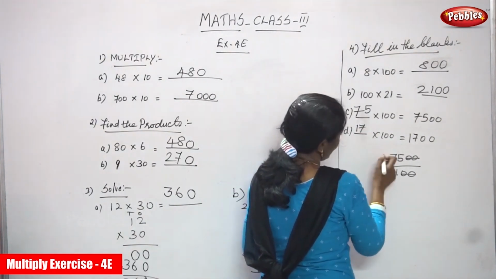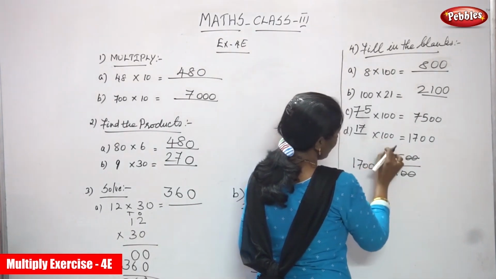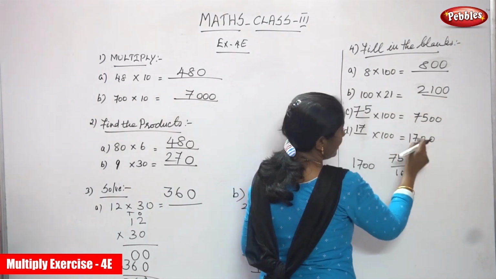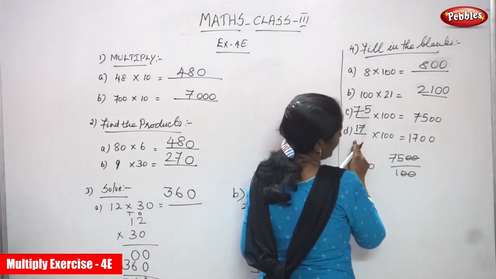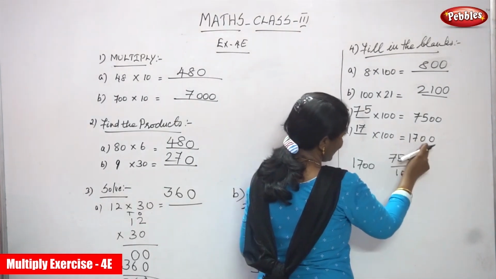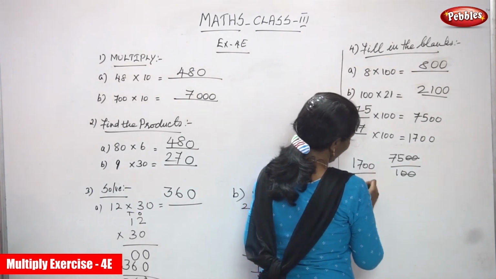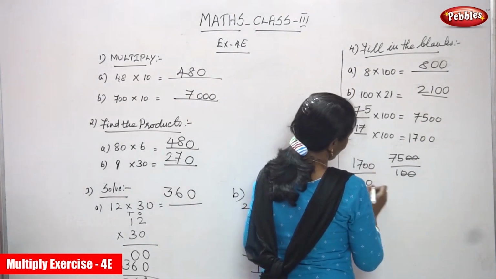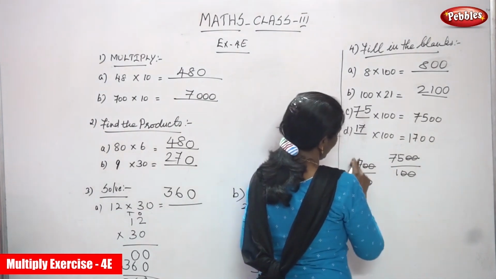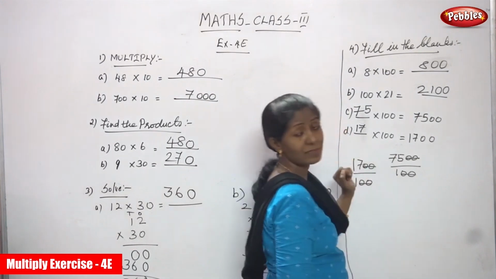Another one, next one is here. The answer is 1700. You have to find out the question. The middle number is 100. So 1700 is going to be divided by 100. That means you have to cancel these two zeros. 17 divided by 1. You get 17. 17 is the right answer.